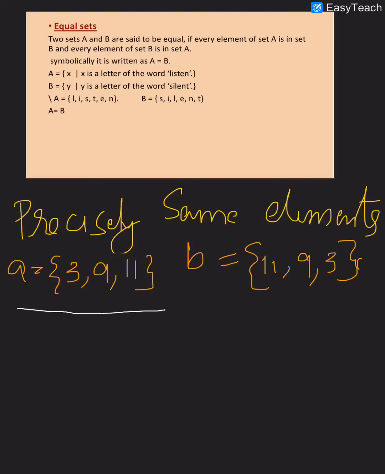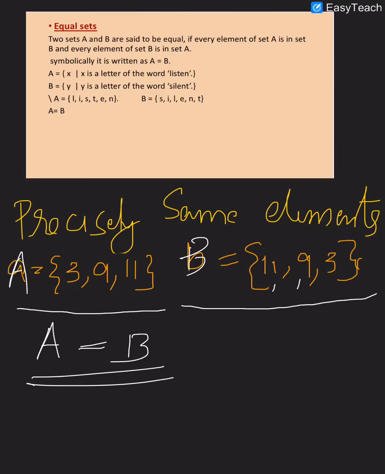A is equal to {3, 9, 11}. B is equal to {11, 9, 3}. So they have the same elements: 3, 9 and 11. Here also 3 is there, 9 is there, 11 is there. So you can write A and B are equal, A equals B. Sets are represented by capital letters, A and B. So they have the same elements, and we can say they are equal sets, simply written as A equals B.